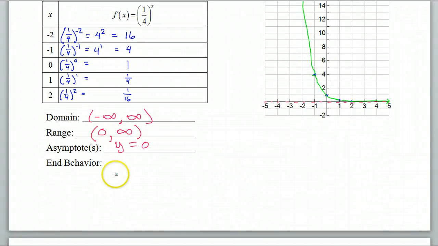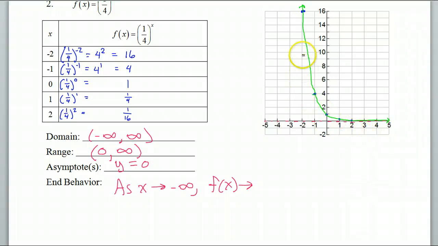So end behavior, first on the left. As x approaches negative infinity, f of x approaches... on the left, you see that it just goes up, up, up, up, up. So our left end behavior will be approaching infinity. Now on the right, as x approaches positive infinity, the function approaches the asymptote, which in this case is 0. So there's your end behavior.